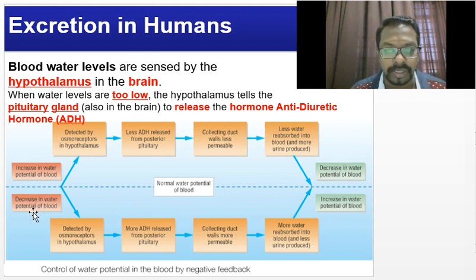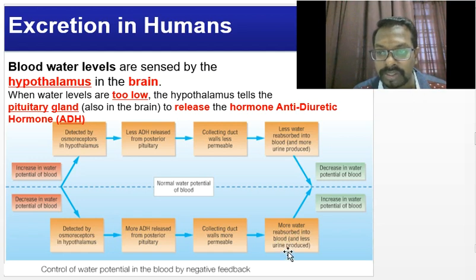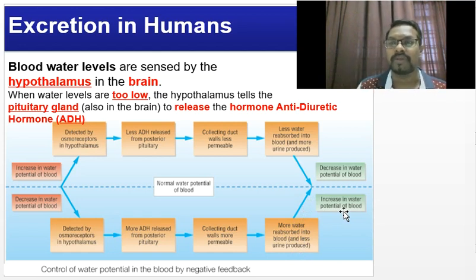Decrease in water potential of blood is detected by osmoreceptors in the hypothalamus in our brain. More ADH will be released by the posterior pituitary gland. Collecting duct walls become more permeable. That means they absorb as much water as they can. More water is reabsorbed into the blood and less urine is produced. So your water level will be increased because of the lack of water. The excretion system works very fast to reabsorb what it can and send the waste to the urinary system.